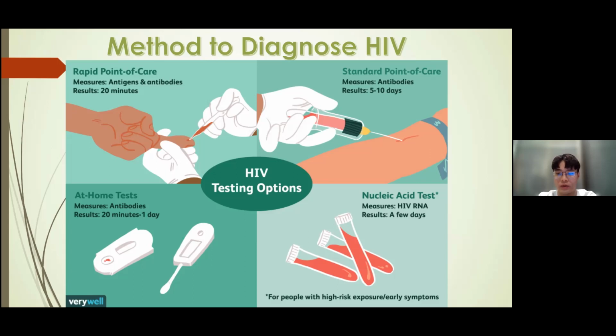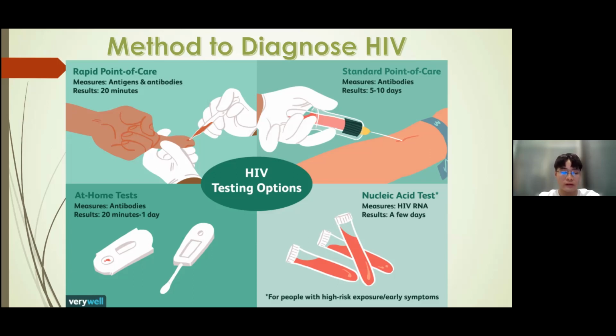This NAT is also used to screen donated blood or test newborn babies suspected of having HIV. These results are usually returned within a couple of days, shorter than standard point of care. Any positive result is called a preliminary positive, and we require a second confirmation to ensure that the diagnosis is correct. The only exception is that the nucleic acid test does not require further confirmation as it's most accurate.